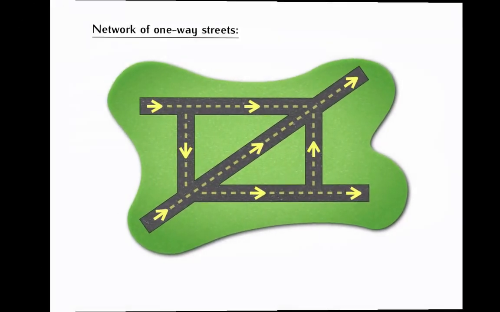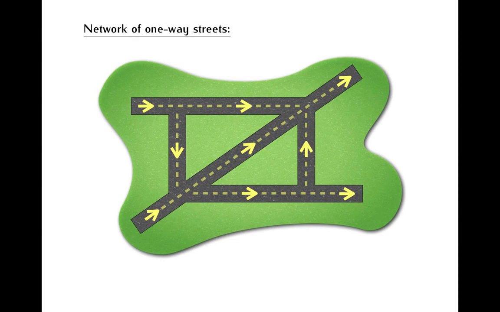Here we have a diagram that shows a small network of streets. And for simplicity, I will assume that all these streets are one-way streets and that the direction of traffic on each of them is indicated by these arrows. For reference, it will be also useful to name intersections in this network, so I will call them A, B, C, and D.